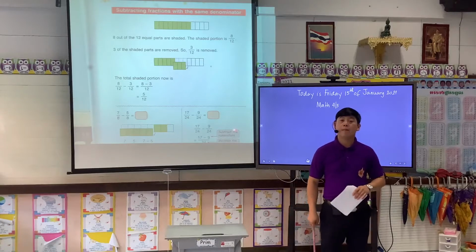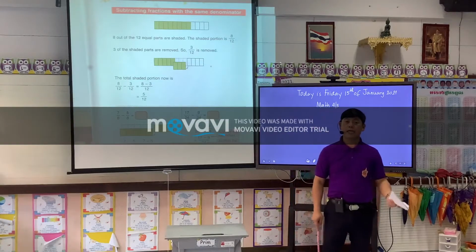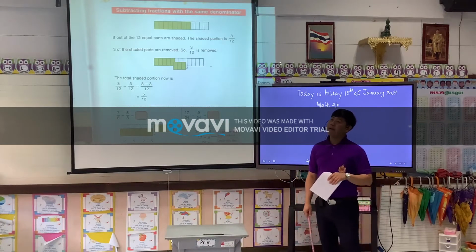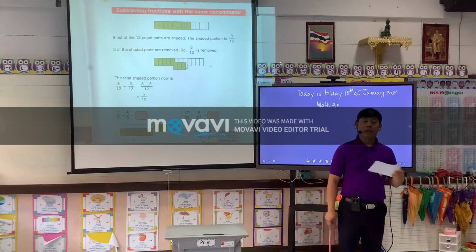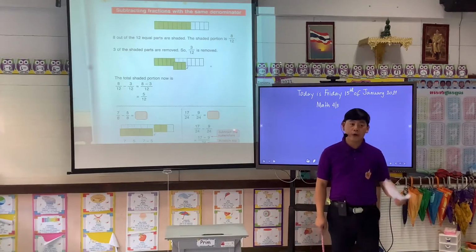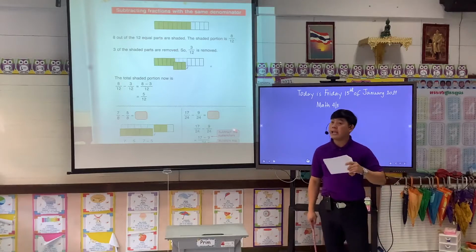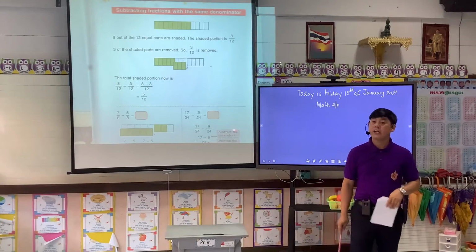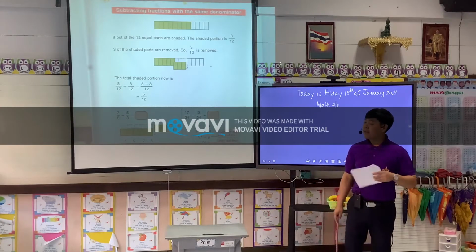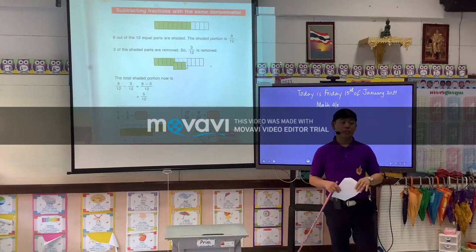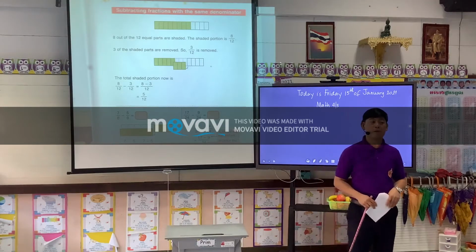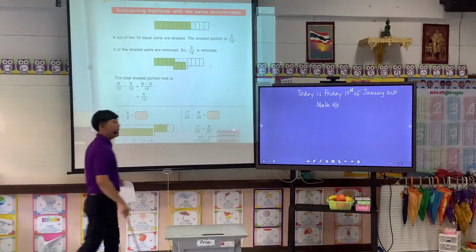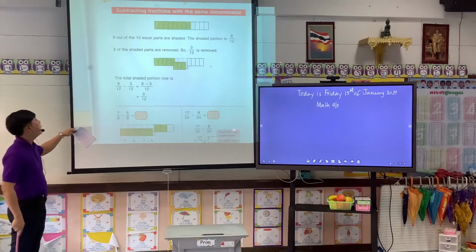there are three parts of fraction: the proper fraction, improper fraction, and the mixed fraction. When we say proper fraction, it means the numerator is less than the denominator. When we say improper fraction, it means the numerator is greater than the denominator. And the mixed fraction means the combination of the proper and the improper fraction. Okay? But before that, let's look at the board.